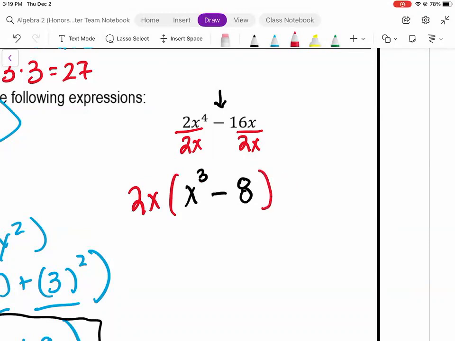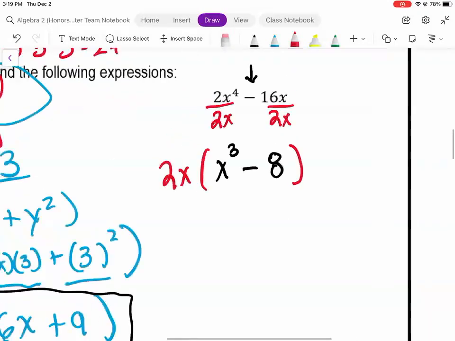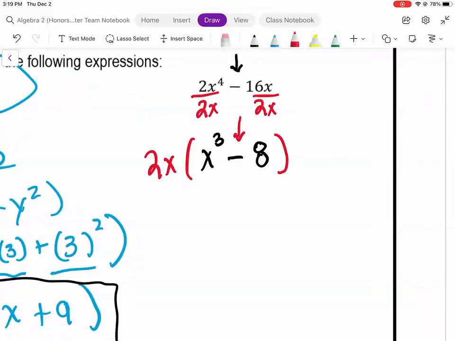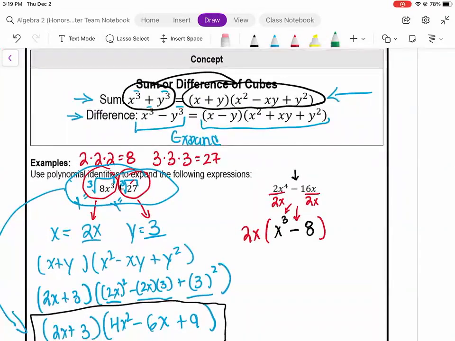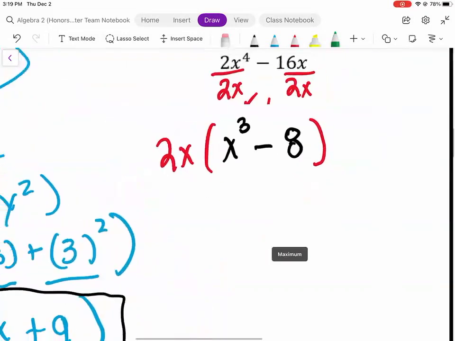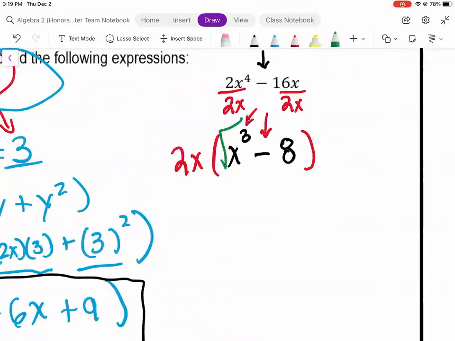Okay. All right, well, now look at the inside expression. We do have a minus and we do have a cubed, which means we can use this identity. So let's go ahead and expand it. And let's do the same thing. So I'm going to take the cube root of this, and I'm going to take the cube root of that to find my x and to find my y. Cool. Well, the cube root of x to the power of 3, we know that's just x. And the cube root of 8, we know that's just 2.